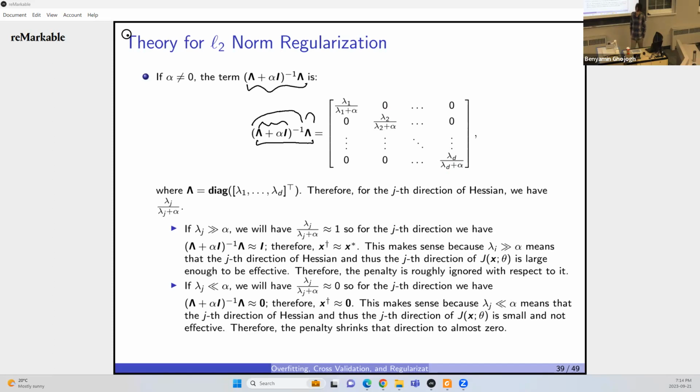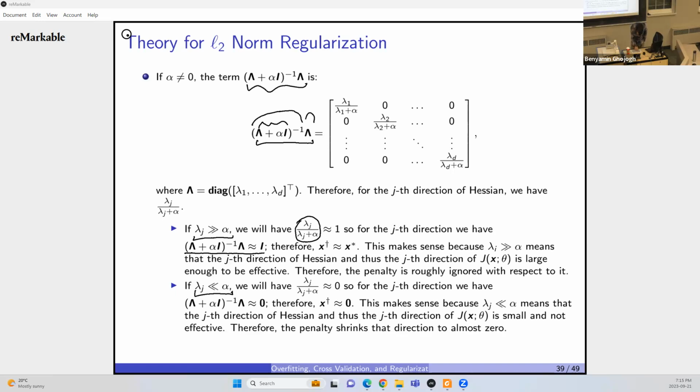Right? Now let's analyze it. It's very interesting. Two cases might happen. Consider one of the elements, lambda j, where j goes from 1 to d. Either lambda j is much greater than alpha, or lambda j is much less than alpha. When lambda j is much greater than alpha, what happens to lambda j over lambda j plus alpha? It becomes almost 1, right? The limit of this term, as lambda j is much greater than alpha, goes to 1.